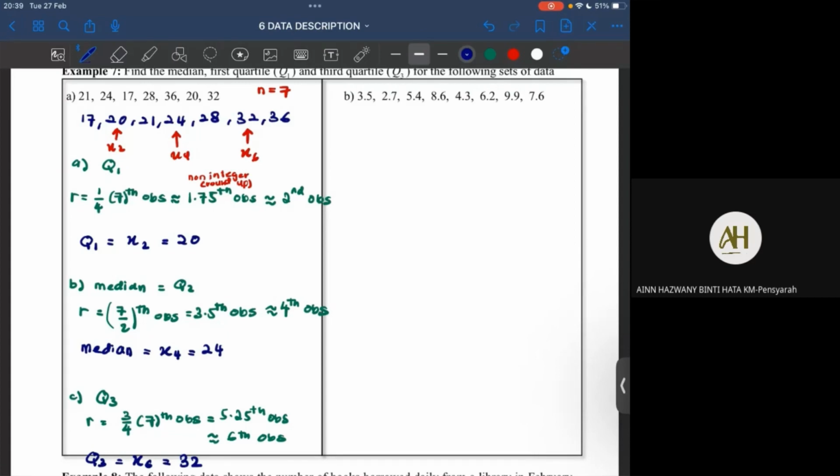So the next question dekat sini soalan B ialah konsep yang sama. Saya buat satu saja, saya akan buat Q1 saja dekat sini. So to find Q1, kita susun dulu data kita.